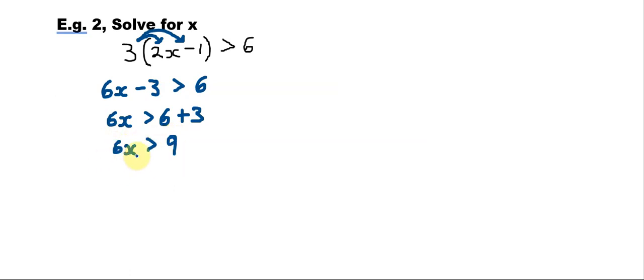Now let us see if we can get rid of this 6 by dividing by 6 and also dividing the other side by 6. So our final answer will become x is greater than 9 upon 6. 9 upon 6. Let me just write this 9 a little better.